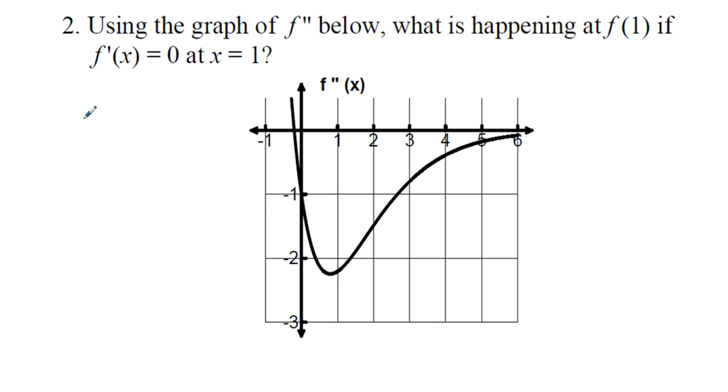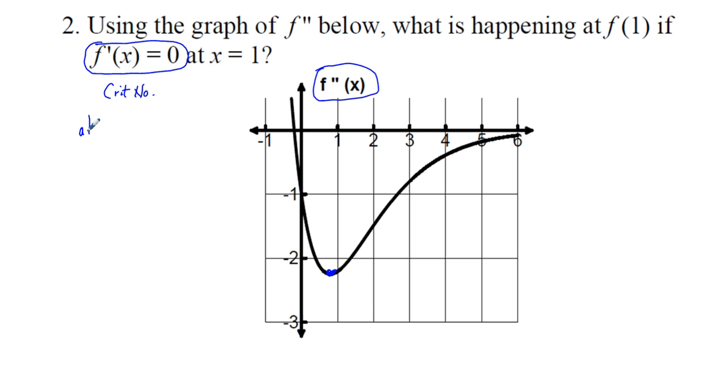Let's go to our second problem. Using the graph of f double prime below, what is happening at f of 1 if f prime of x equals 0? And here we have f prime of x equals 0, so this is a critical number. And f double prime is defined. In this case, f double prime, of which we have the graph here, is below the x-axis. In fact, it's going to be like negative 2.2.